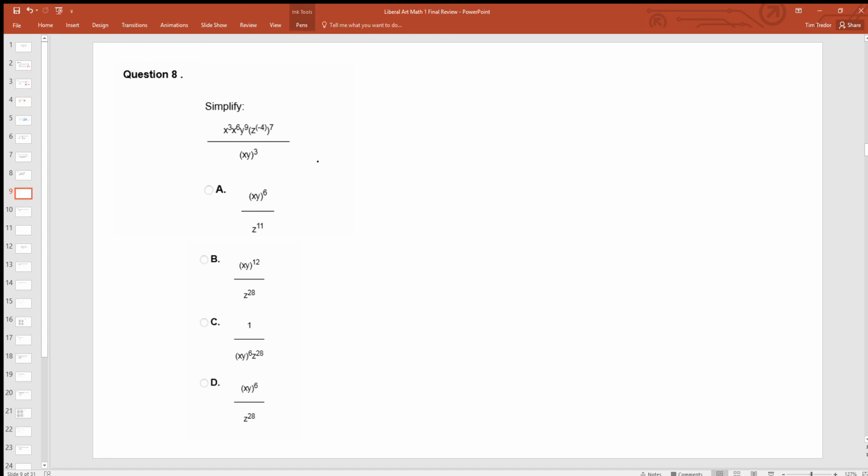All right, for question 8, we've got a simplified question, and it looks like a monomial over a monomial. And if we look at our answer choices here, it's pretty simplified, most of them. There's still some parentheses left, so we can just simplify this as best we can and then see if it matches one of these. So one thing I notice is that the x's here can be combined. So x to the third times x to the sixth, that's x to the ninth. Then we have a y to the ninth, and this z to the negative 4 to the seventh would be z to the negative 28. And then on the bottom, xy to the third would be the same as x to the third, y to the third.